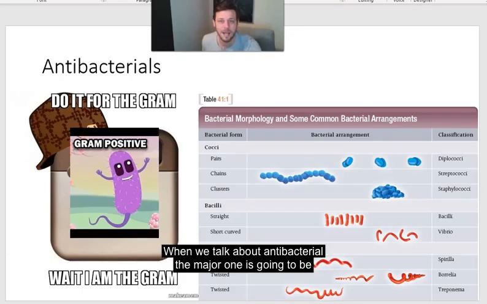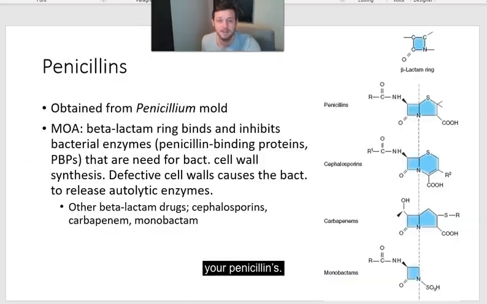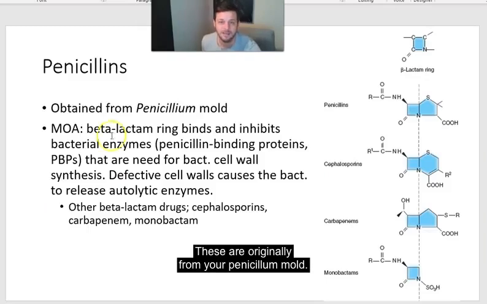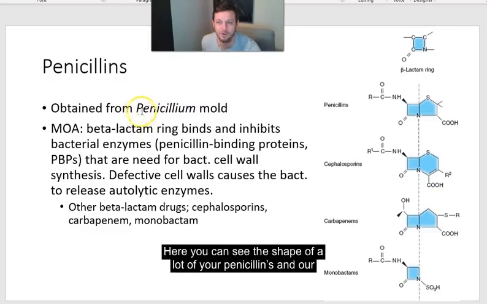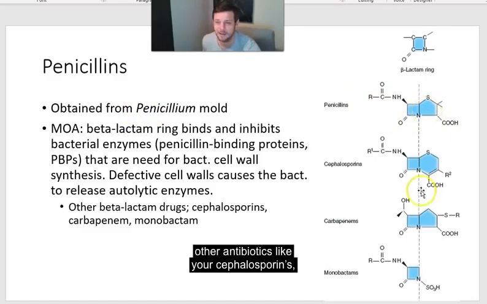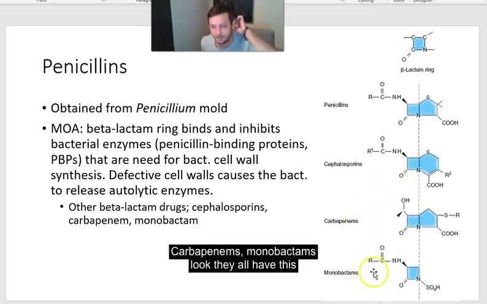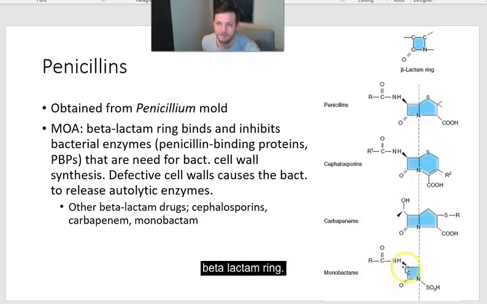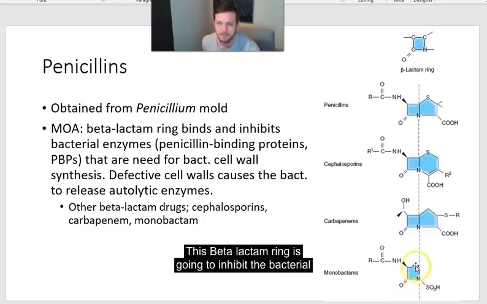When we talk about antibacterials, the major one is going to be your penicillins. These are originally from a penicillium mold. Here you can see the shape of a lot of your penicillins. And our other antibiotics, like your cephalosporins, carbapenems, and your monobactams, if you look, they all have this beta-lactam ring. This beta-lactam ring is going to inhibit the bacterial enzymes, these things called penicillin binding proteins, or PBPs.